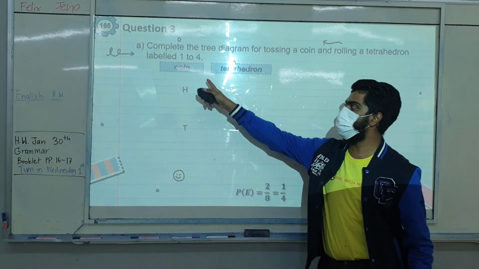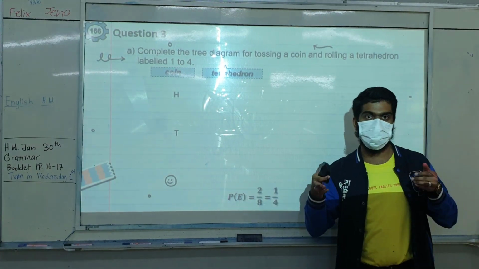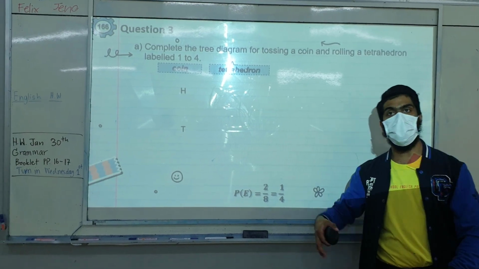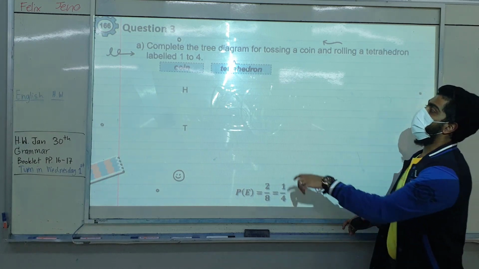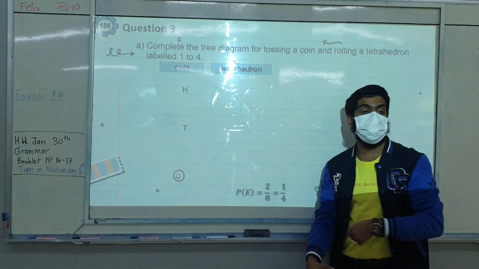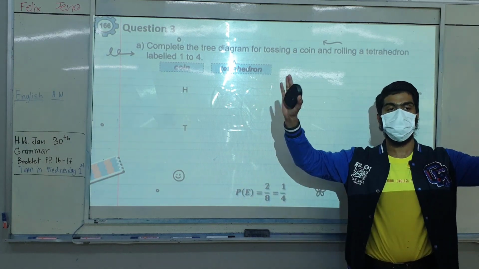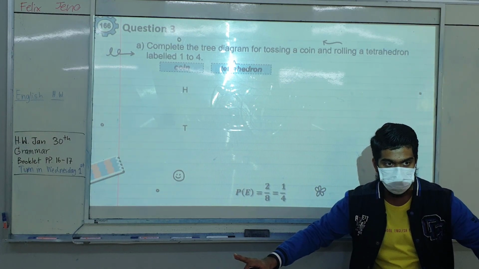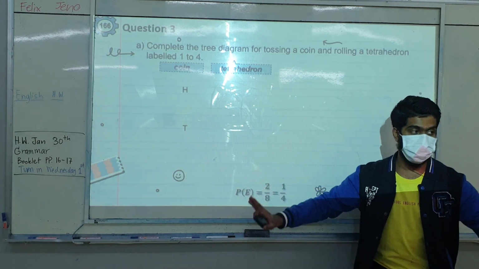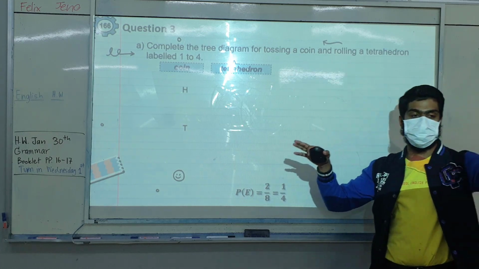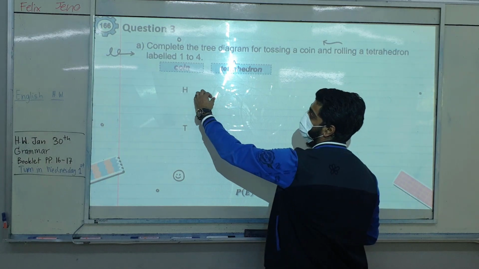So step number one, we are going to toss a coin. In a coin, how many possible outcomes do we have? Two. We have two, which are head and tail. Now the tetrahedron is like a die, right? But instead of 6 faces, it has how many faces? 4. It has 4 faces. 1, 2, 3, 4. Right? So now we are going to branch it out.